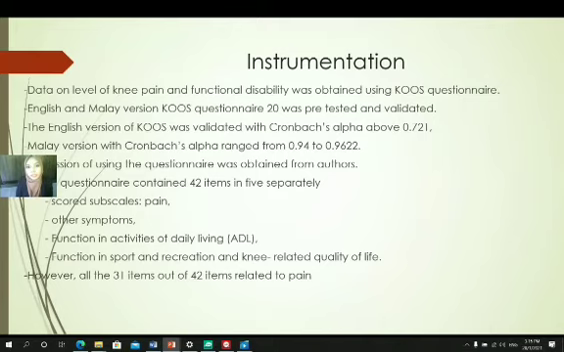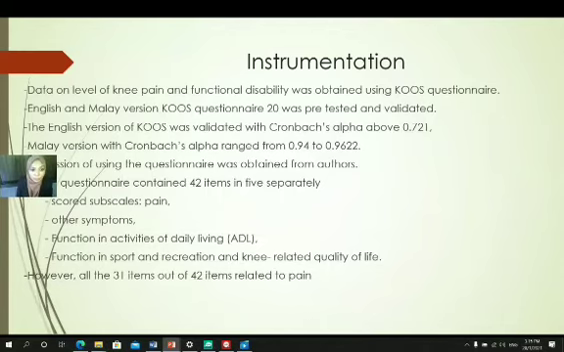Alright, now we go to instrumentation. For this instrumentation, data on level of knee pain and functional disability was obtained using the KOS questionnaire. We use both the English and Malay versions. The KOS questionnaire was pre-tested and validated.